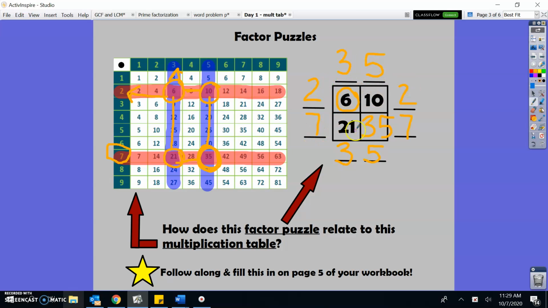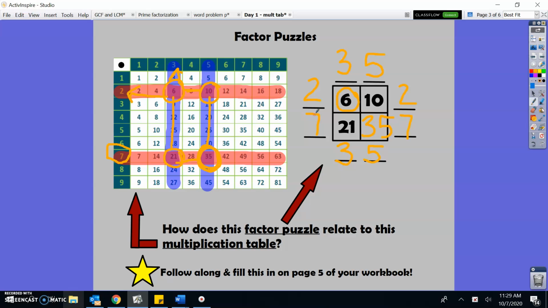3 times 7 gets me 21. 7 times 3 gets me 21. 5 times 7 gets me 35. And 5 times 2 gets me to 10. So my factor puzzle missing number is 35, and it's 3, 5, 2, and 7. So you should be filling this into your factor puzzle at the bottom of page 5.